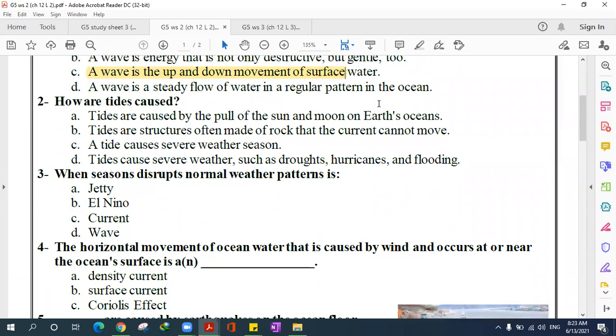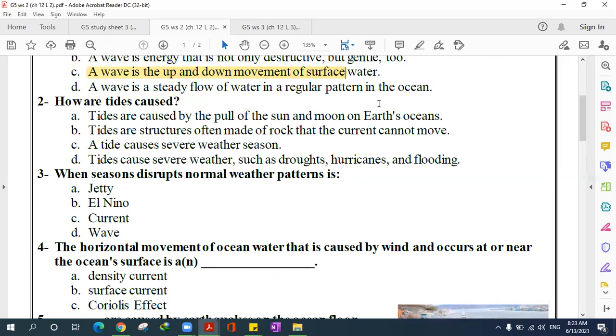What causes tides? Tides are caused by the pull of the sun and the moon on the Earth's oceans. Tides are structures often made of rock that currents can't move. Tides cause severe weather. Tides cause severe weather such as droughts, hurricanes, and flooding.